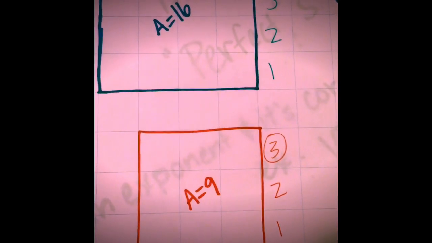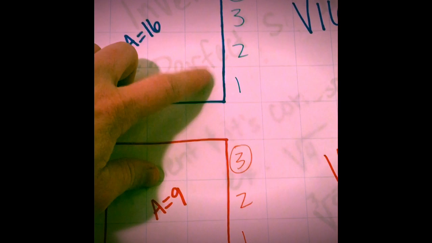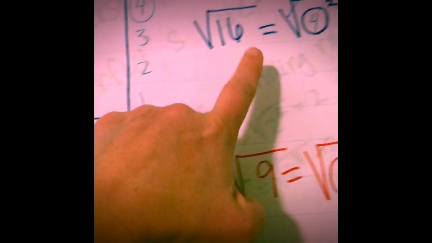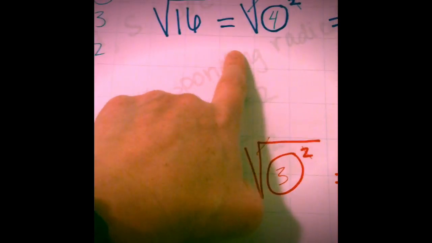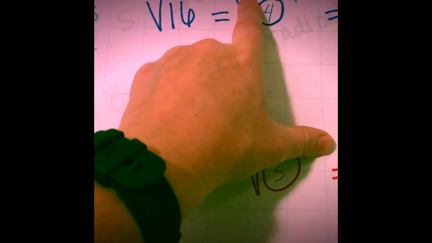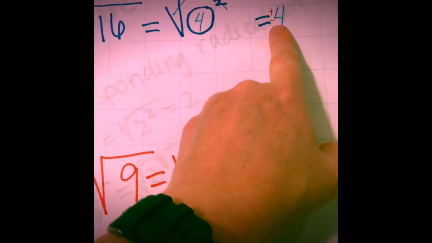Square root of 16, side length is 4. Sure enough, 4 times 4 is 16. The exponent and the radical cancel, plus or minus 4. Last one. I'll let you walk yourself through this one.